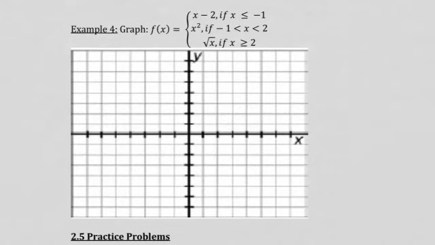So graph number 4, I need to graph the first line, which is m equal 1 and y-intercept 0, negative 2. The second one is a parabola, so I know this one is going to be a line, when the second one is going to be a parabola. And the last one will look like a square root function.